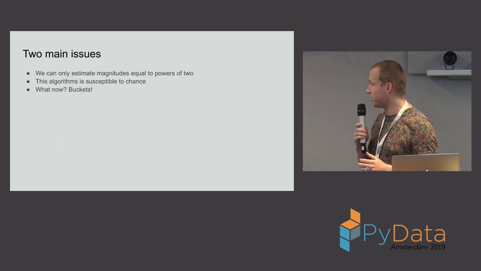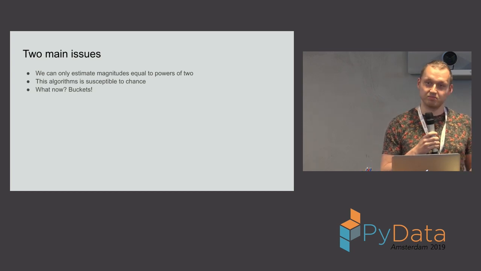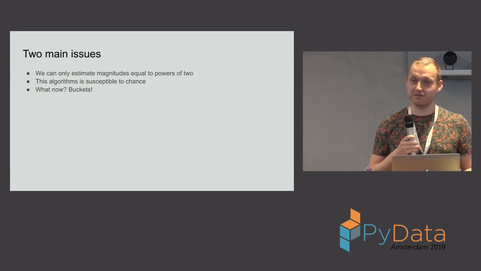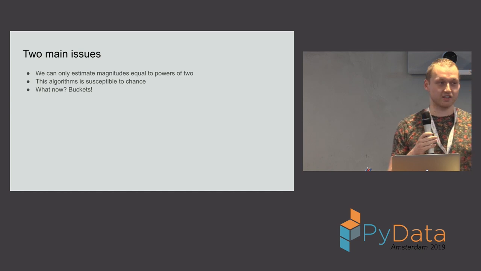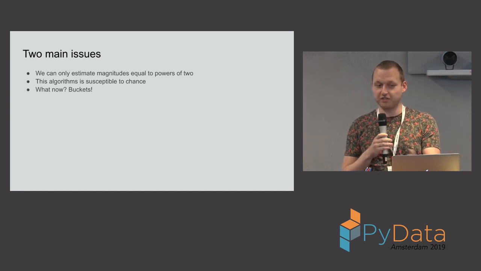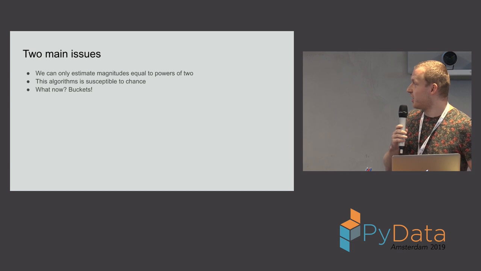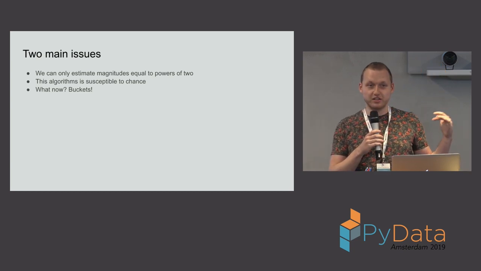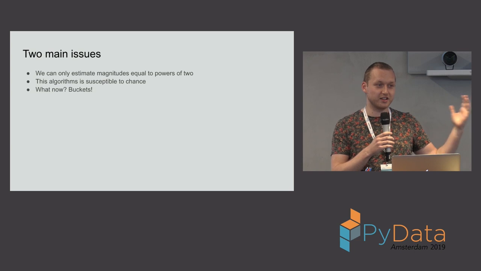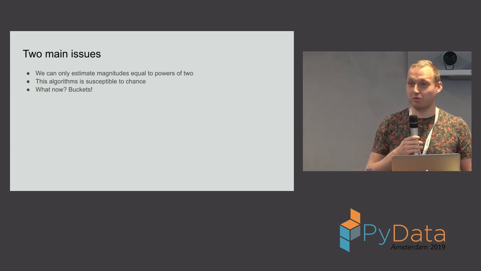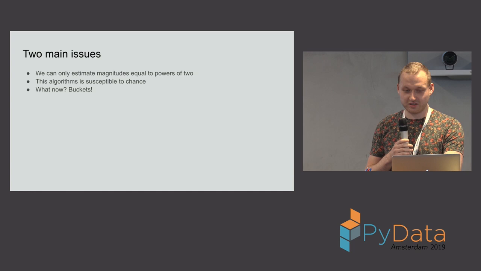There are two main issues with this. If we say, oh, we've seen 6 leading zeros, so I'm going to say 2 to the power of 6 distinct values, that's a fine estimate, very wrong usually, but fine. But then if you saw 7, you're going to say, oh, 2 to the power of 7, and you've got this gap. You can only estimate 2 to the power of k distinct values, so 64, 128, then 256. It's never going to be really that accurate. Also, it's very susceptible to chance. This is only a statistical property of the number of leading zeros in those hash values. But what if by chance you get 32 leading zeros, and then you say, oh, there have been 4 billion distinct values, and you've only seen 2. That could happen. So the solution to both of these problems is to use buckets.